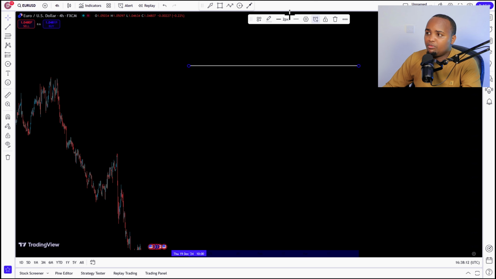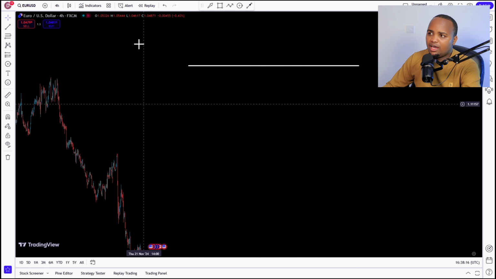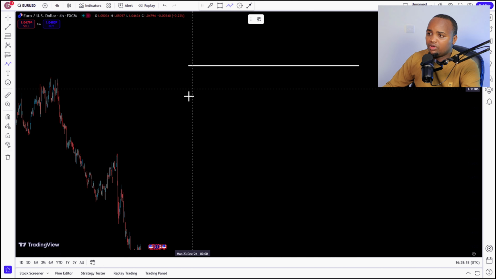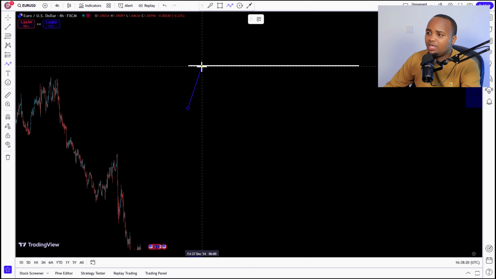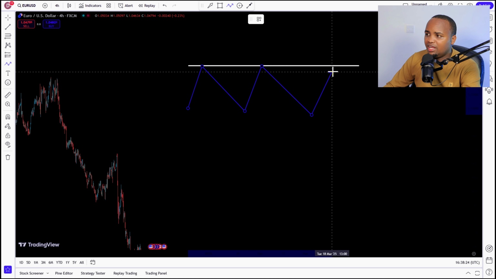That is the name I'm going to be calling this. Let's just call it a support, as that is a horizontal one. This is where the market can come and hit, like that, like this, and like that.